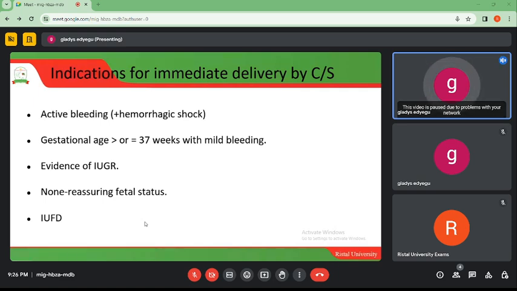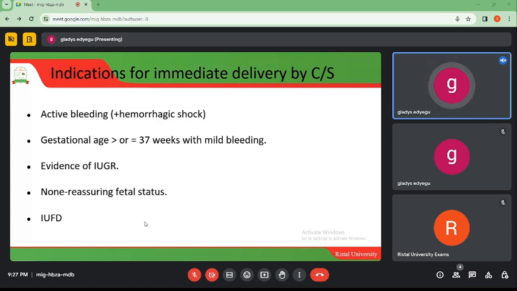Then non-reassuring fetal heart. When the mother has bled too much, we also realize that there will be little provision of oxygen and nutrients to the baby, and this baby can easily have a deteriorating fetal heart, which we call fetal distress. And with that, we end up deciding that this mother should be delivered by C-section so that we can save both the baby and the mother.